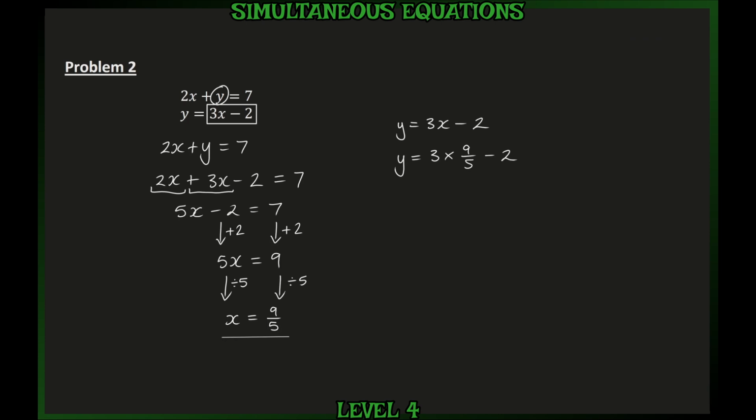And since 3 times 9 over 5 minus 2 gives us 17 over 5, y is equal to 17 over 5 or 3.4. So this means that our final answer to problem 2 is x is equal to 9 over 5, y is equal to 17 over 5.